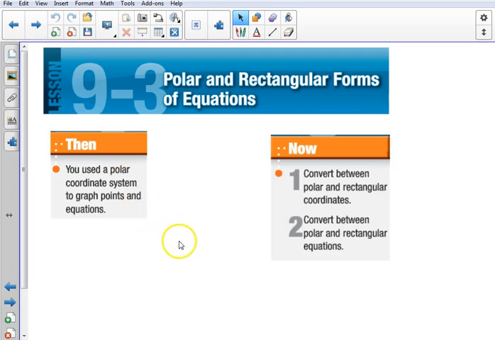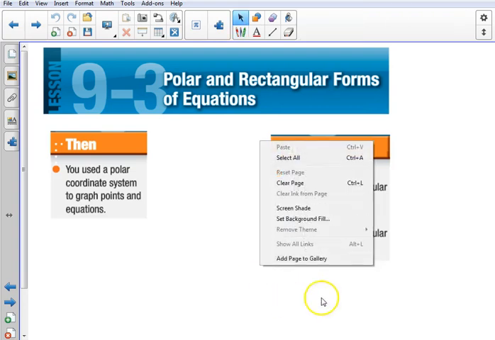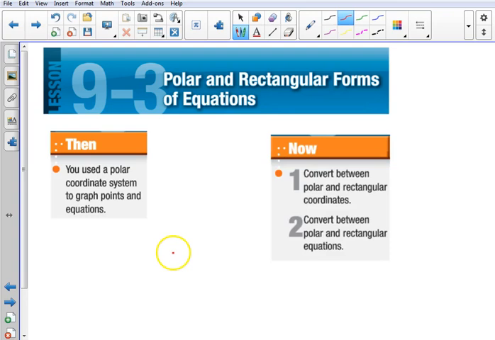So 9.3 says we learned to graph in polar, right? You know what I'm talking about, the round graph paper? The fun graph paper. Today we're going to learn to do the coordinates back and forth between rectangular and polar. We're not going to do the equations because we don't have time in the year. So sad.